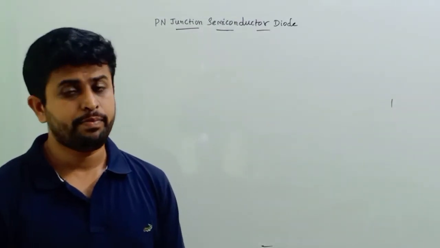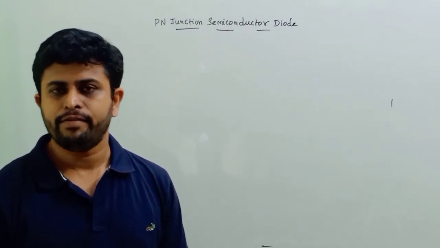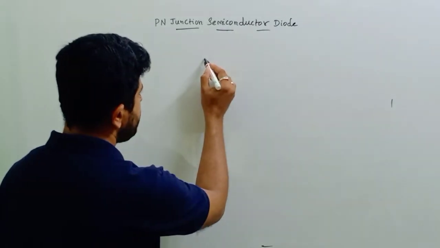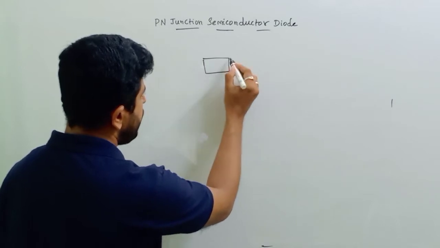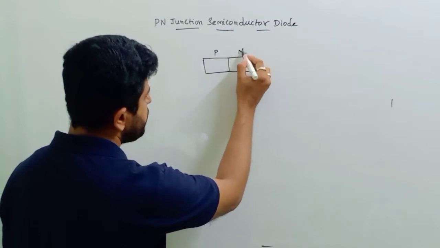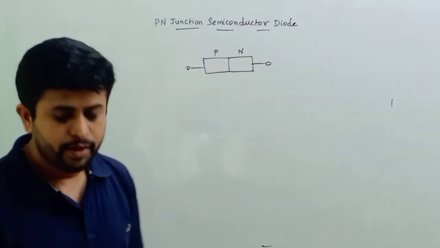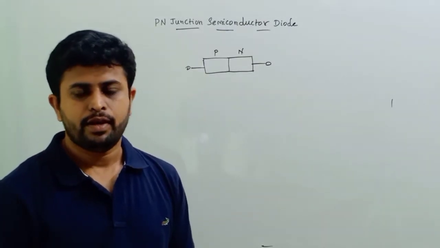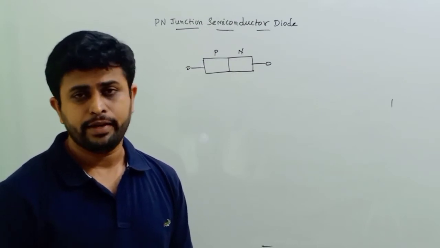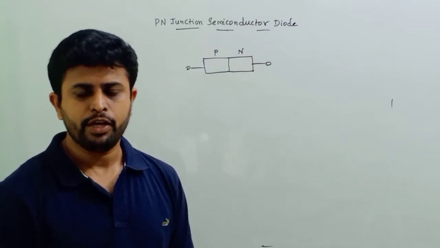Now let us start with PN junction diode. First I will take P type semiconductor material, then I will take N type, then we'll join them. So I am taking a P type and joining it with the N type. This is a P type and this is an N type semiconductor material. As we know, P type semiconductor material has majority holes and minority electrons, whereas N type semiconductor material has majority electrons and minority holes.